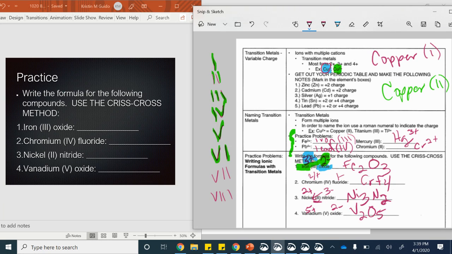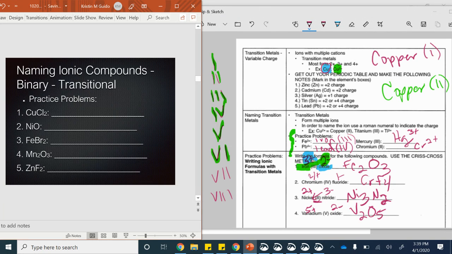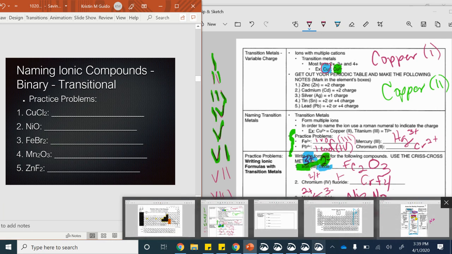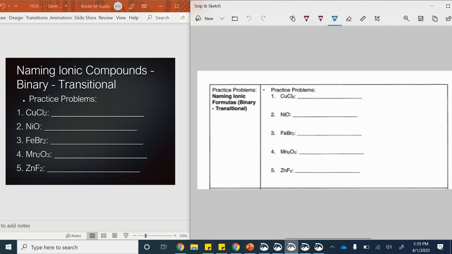But we also need to know how to go from the formula to the name. So I have that on another page. I want you guys to pause it again and see if you can figure this out on your own. So give yourself like a minute or two to try to figure it out. And then we'll go through it again together. Okay, so we have copper. Oops, hold up.